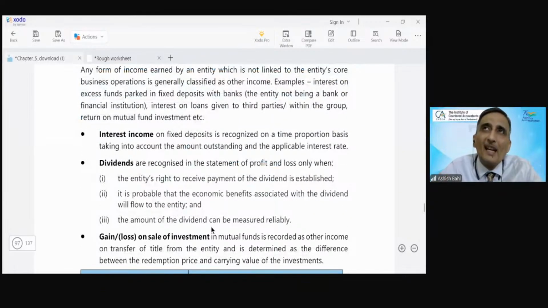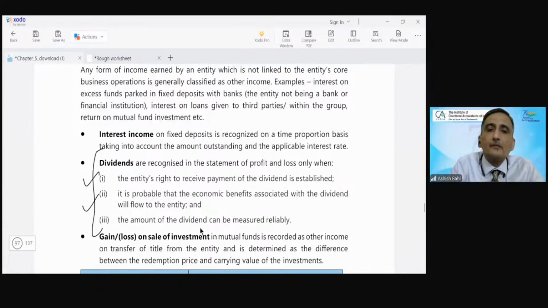So the company may have made investments in shares. It may have received some dividends. So dividends are recognized in the statement of profit and loss only when these three conditions are fulfilled. What are these three conditions? First, that the entity's right to receive payment of dividend is established. Second, that it is probable that economic benefits associated with dividend will flow to the entity, that money would come, and third, that the amount of dividend can be measured reliably. So all these three conditions have to be satisfied to recognize dividends in the statement of profit and loss.